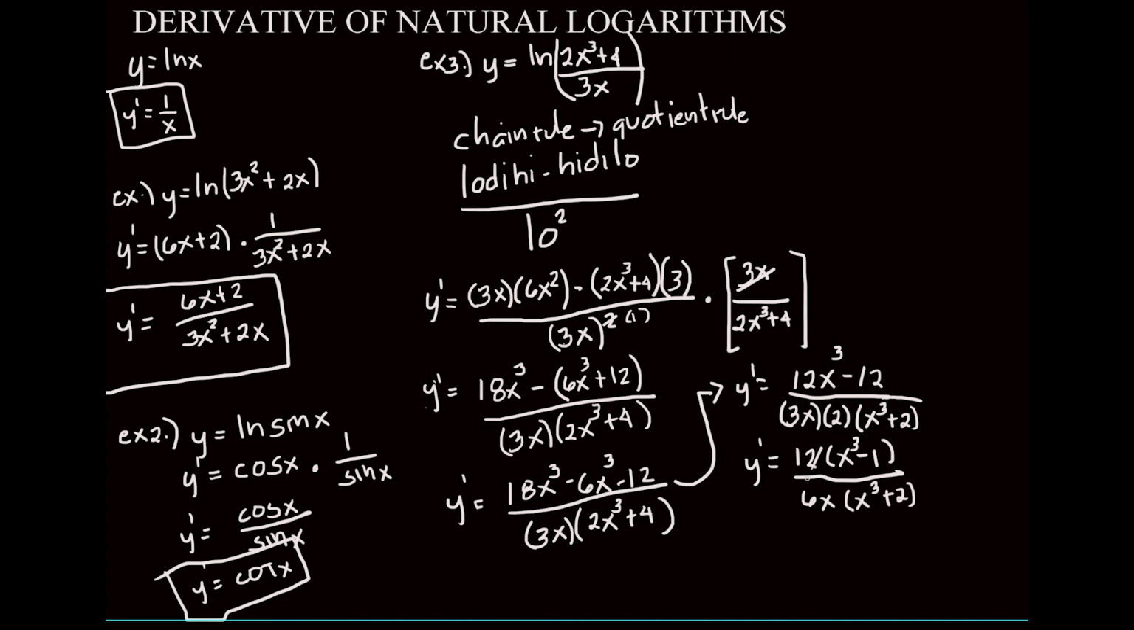What can we cancel out? We could cancel out your 12 and 6, that will just give us a 2. So therefore, your final answer will just give us 2 multiplied to x cubed minus 1 all over x multiplied to x cubed plus 2. If you want to distribute your x, that'd be fine, but you can also have this as your final answer.